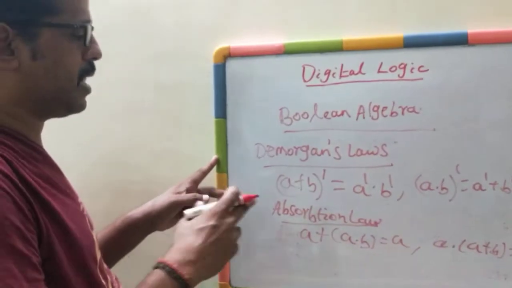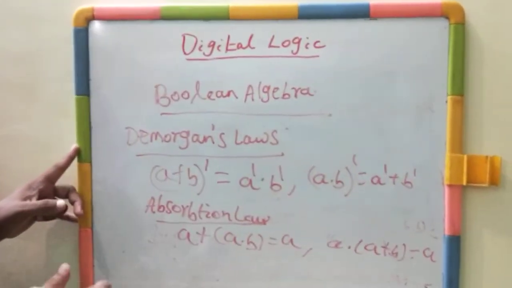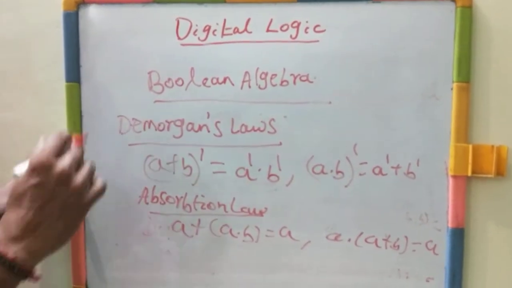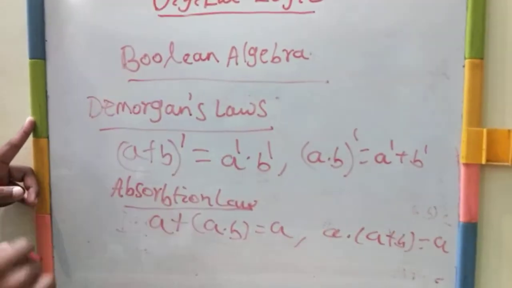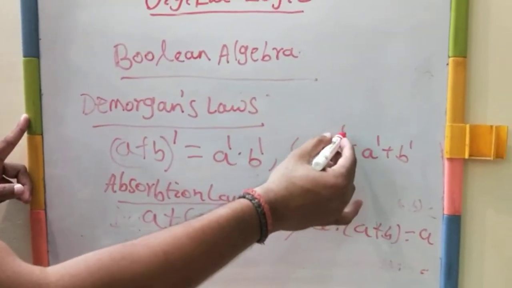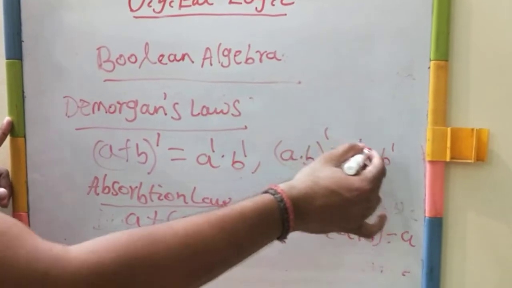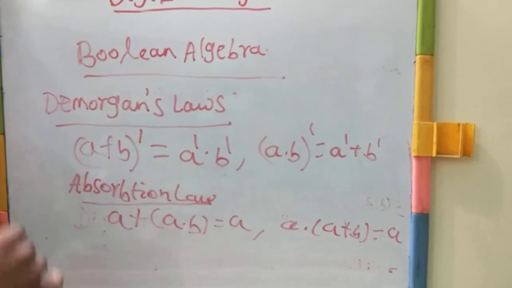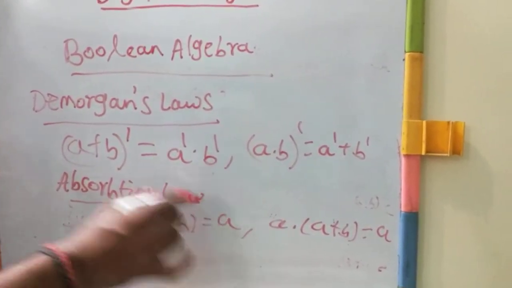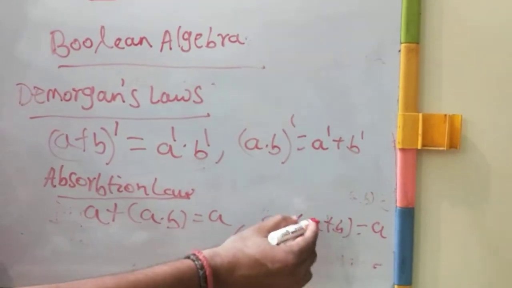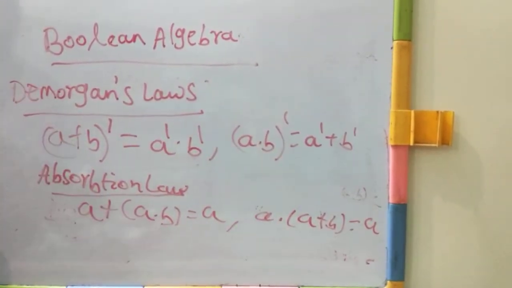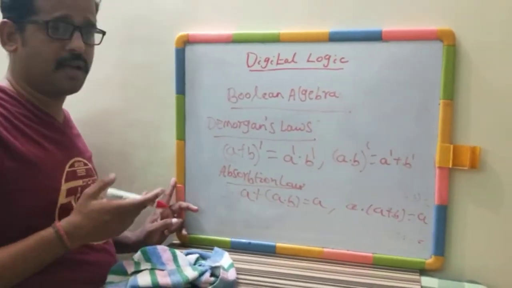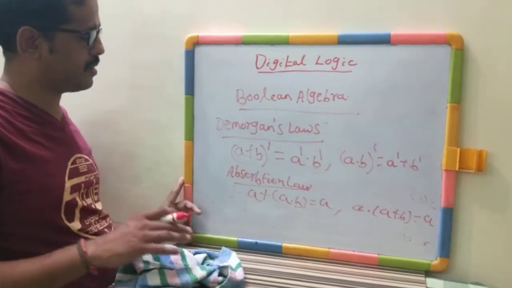Okay. So De Morgan's law is (A + B)' equal to A' · B'. This tells you that while applying the complement, the operation gets changed. Plus becomes dot. Here (A · B)', while applying the complement, dot becomes plus, so (A · B)' equal to A' + B'. Absorption law: A + A · B, which is equal to A · (A + B), which is equal to A. How these Boolean theorems can be verified: we can verify them by using a truth table, right?